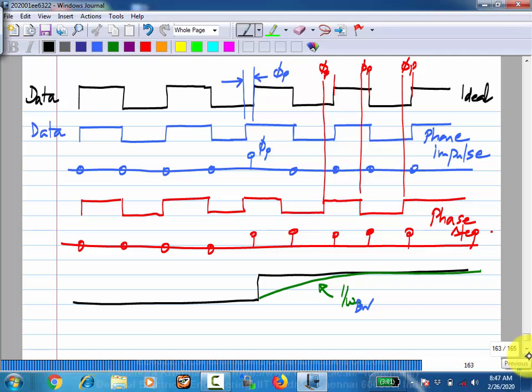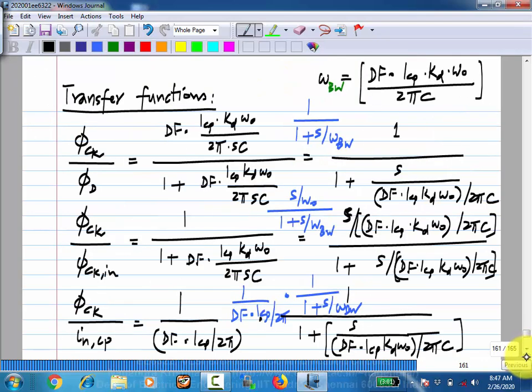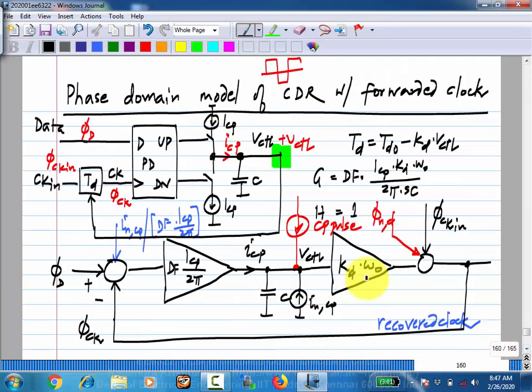Any questions about this, about the phase model or the interpretation? It's very easy, especially with the CDR with the forwarded clock. We have a first order transfer function. But like I said, the derivation of this is trivial, right? Getting the model is important. After that, getting the transfer functions is quite easy. Then again, the more significant step is to interpret the transfer functions. What kind of transfer function will you have from the delay line noise to the output? It will be high pass.